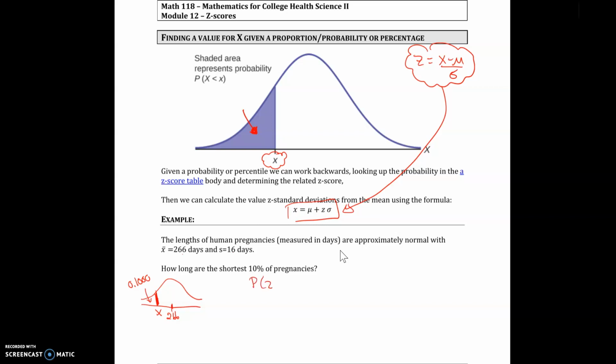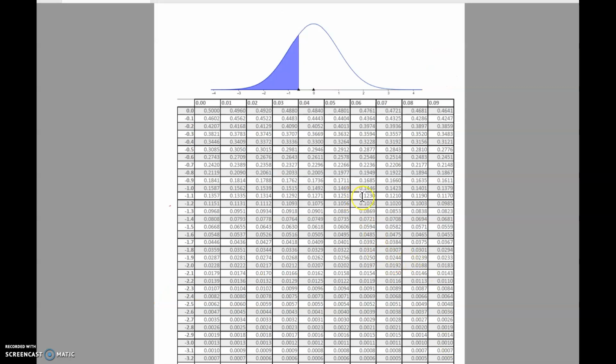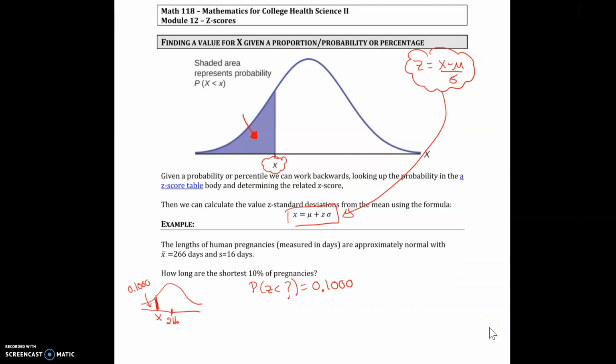In order to get started, we need to figure out what z-score has a probability of 0.1000 associated with it. So we're going to go to our z-score table. Because we're given a probability, we're going to be looking in the middle of our chart now, to figure out the closest value to 0.1000 I can find. 0.1000 doesn't appear exactly, but we can get pretty close at a z-score of negative 1.28. So let's go back and write that. The probability that z is less than negative 1.28 is 0.1003, and that's as close as we can find.